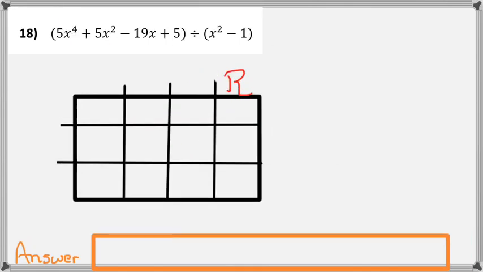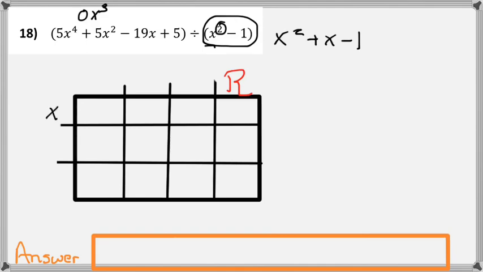This next one is a little bit trickier because we have to pay attention to the fact that there's a squared here, plus I'm missing my linear, so it needs to be rewritten as x squared plus x minus 1. The other thing that's missing is my x cubed over here, so it needs to be a 0x cubed. So go ahead and write in the things I have. Oops, that's supposed to be a 0x there.